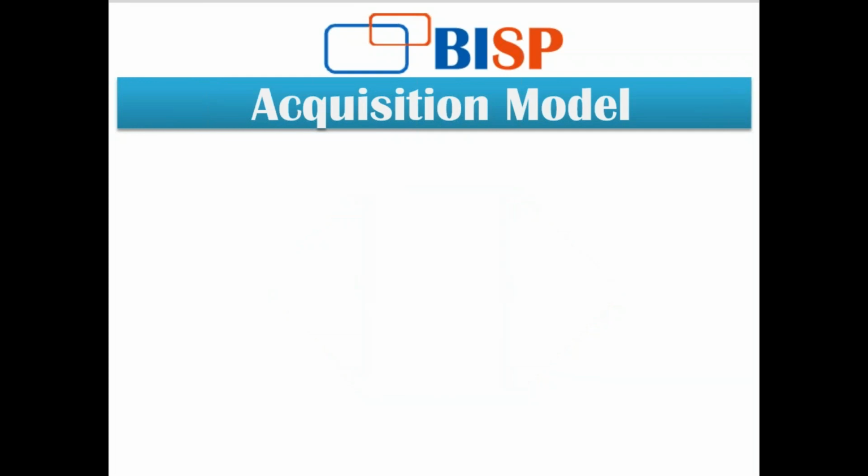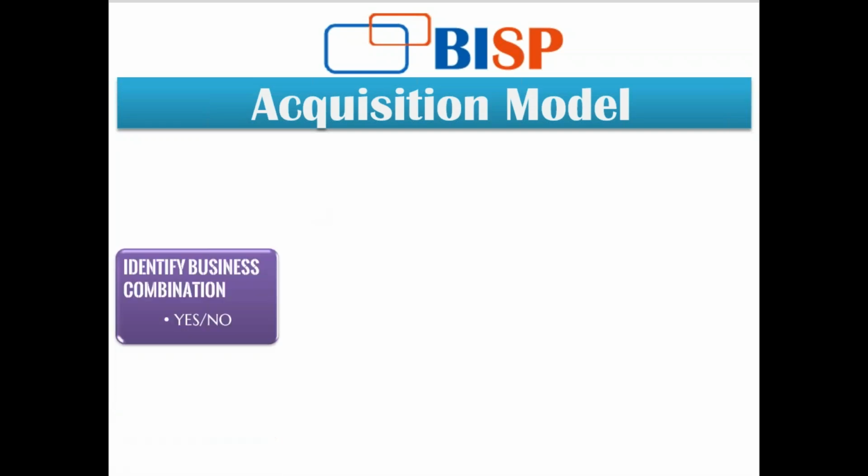So now we'll be coming down to the acquisition model. The acquisition model, as I told you, is basically where the assets that are acquired and the liabilities that have been assumed from the acquiree have to be measured at fair value. But of course, there are certain steps that need to be followed in the acquisition model. Basically, there are 4 steps, but I've divided it into 7 steps for easy understanding.